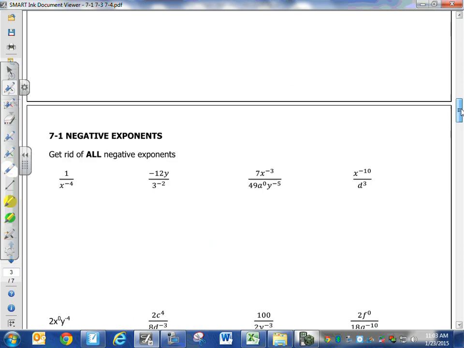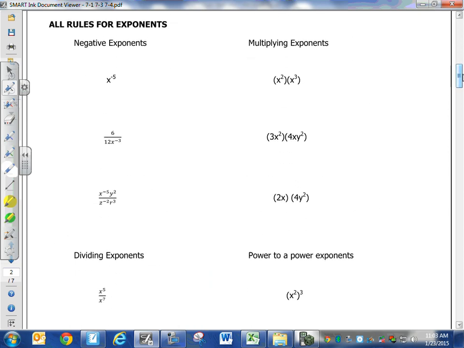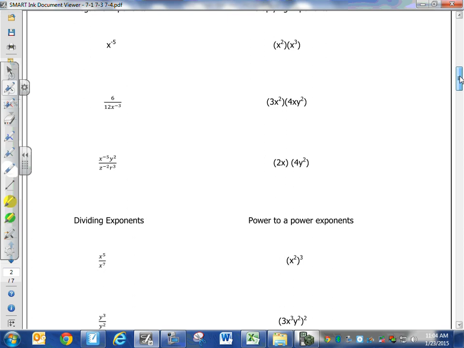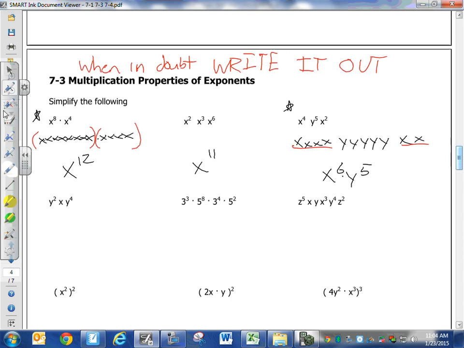So, go up 2 pages. Here's the rule. If you are multiplying things with exponents, what's the rule? Add the exponents together. If we have x to the 8th times x to the 4th, add 8 and 4, that's x to the 12th. X squared, x cubed, x to the 6th, 2 plus 3 plus 6, 11. X to the 4th, x squared, 4 plus 2, 6.